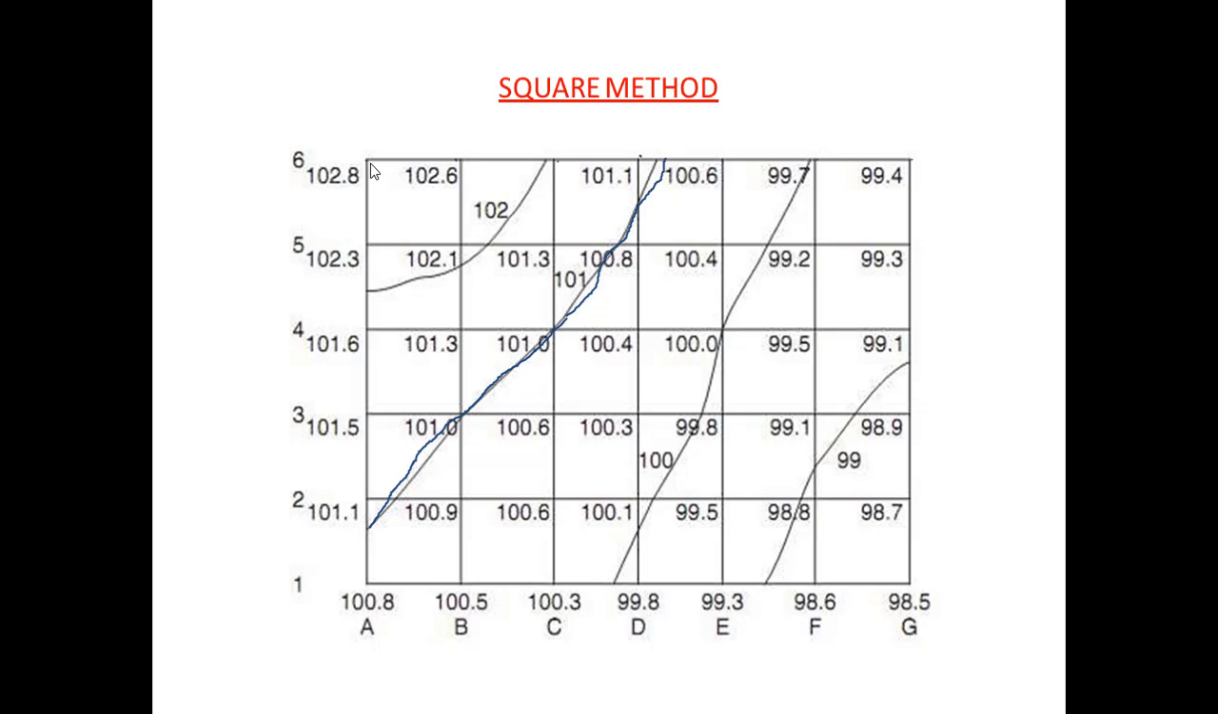Here they have done the square method. With the help of the square method they have calculated the reduced levels. Here it is 100.8, here it is 100.5, here it is 100.3, here it is 99.8, here it is 99.3, 98.6 and 98.5. In between those, the rounded value 100 is available, and 99 is available. So how do we find out this point? That is called interpolation.